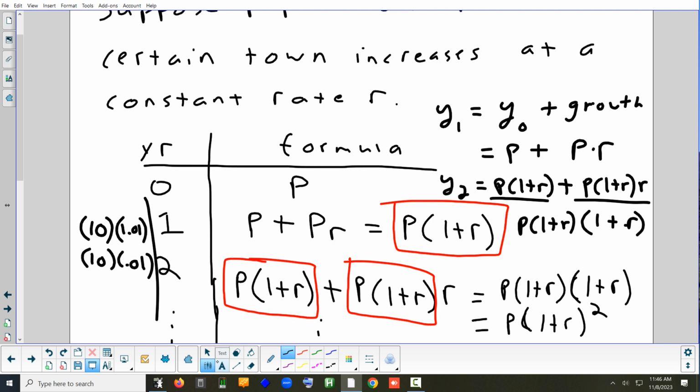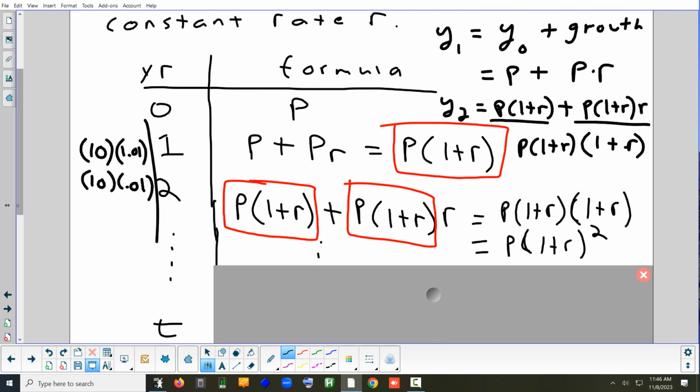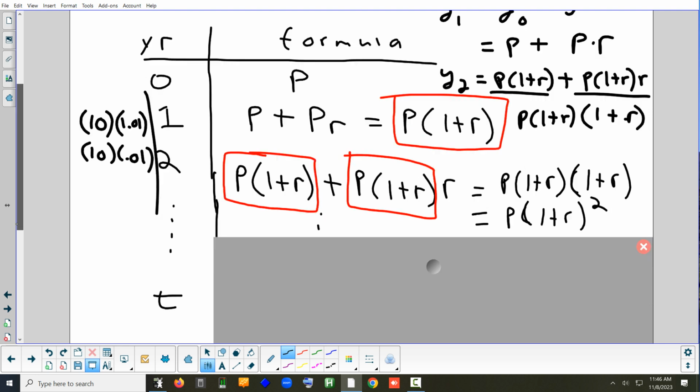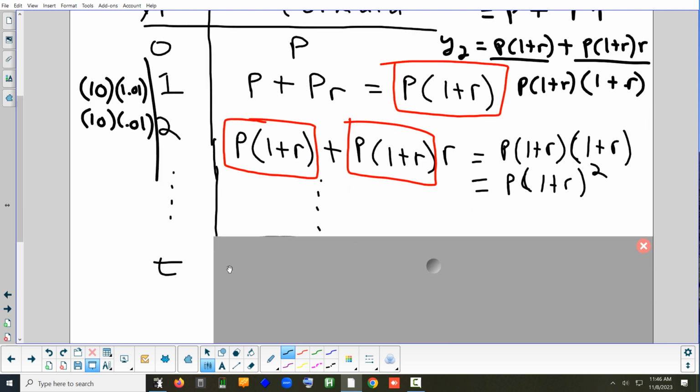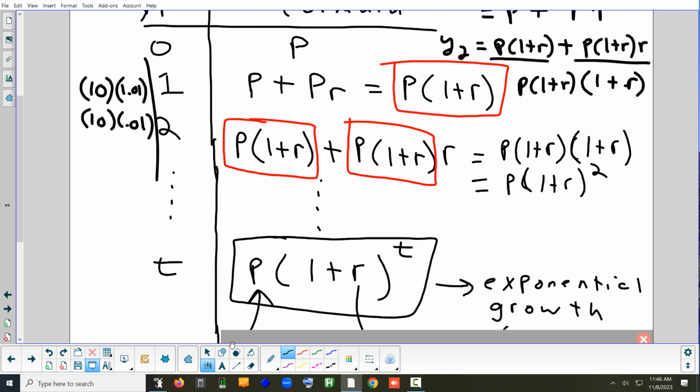I actually had all the work, I just did it again. What do you think the formula would be for year 3? Yep, P times 1 plus R cubed. What do you think the formula would be for year T? P times 1 plus R to the power of T. Yep. So that's the formula for exponential growth.